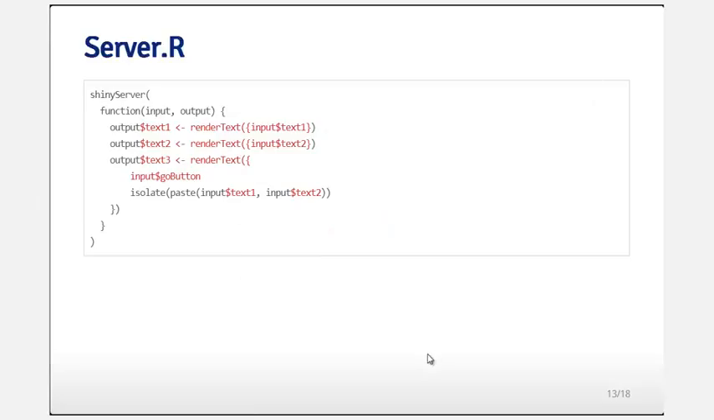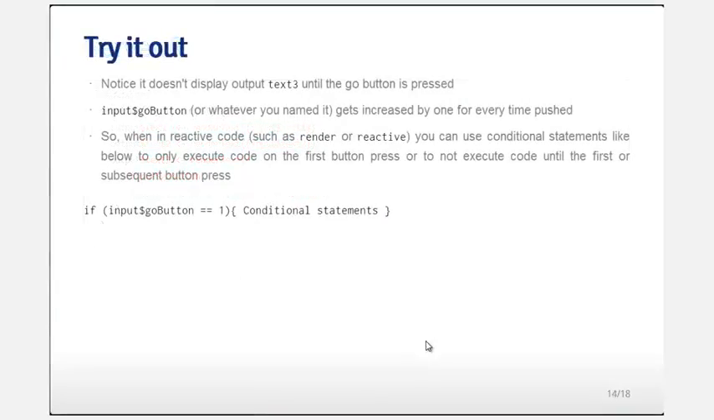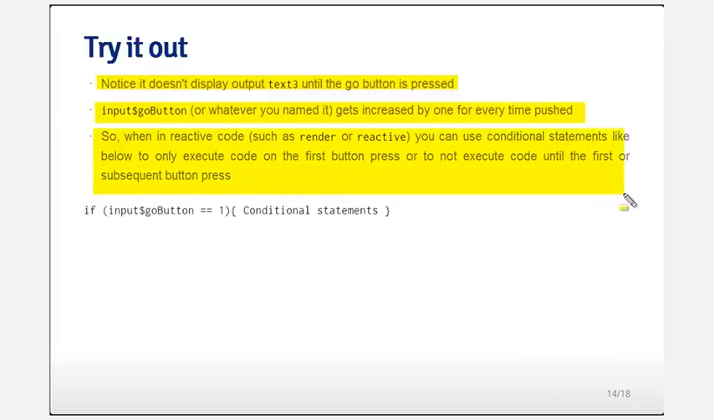And let's see, so I have another example here, where I try to just discuss what we saw. It doesn't display text3 until the go button is pressed. The variable input go button gets incremented every single time you press the button. So you can actually use that to create conditional statements, sort of like if go button equals 1, then you could say you've pressed the button once.